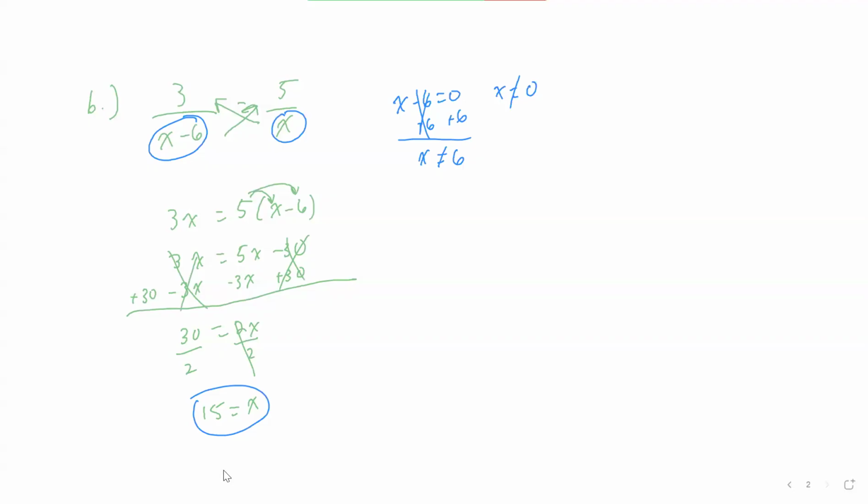All right, in this one, though, there are some application problems, so let's look at some of those. So on number 2, it says on a scale of a map of a highway, 1 inch will represent 60 miles.